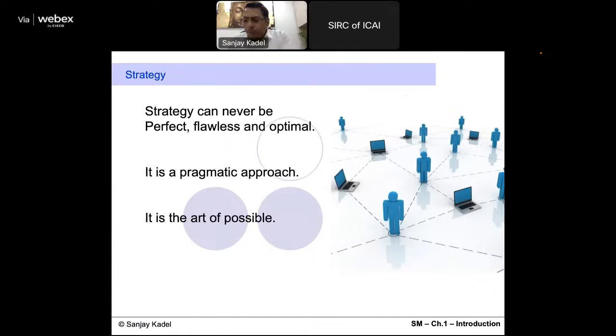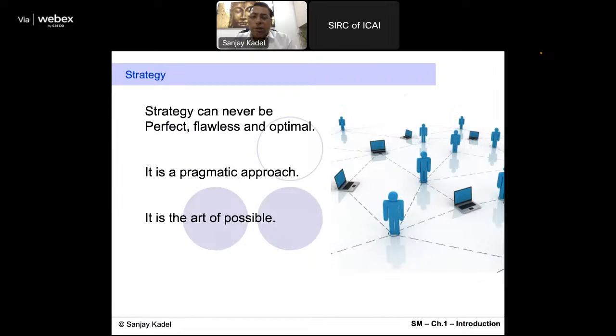So, can strategy be perfect? Can you say my strategy is perfect and someone else's strategy is not good? No. You can never say that it is a perfect strategy. There is always scope for improvement. You can never say that strategy is flawless. Definitely, there will be some practical defects in the strategy, because strategy is always related to the future, right? So definitely there are going to be some differences in reality compared to what you originally thought.